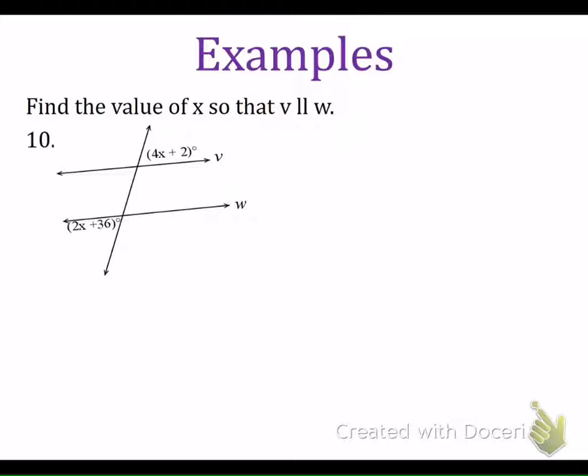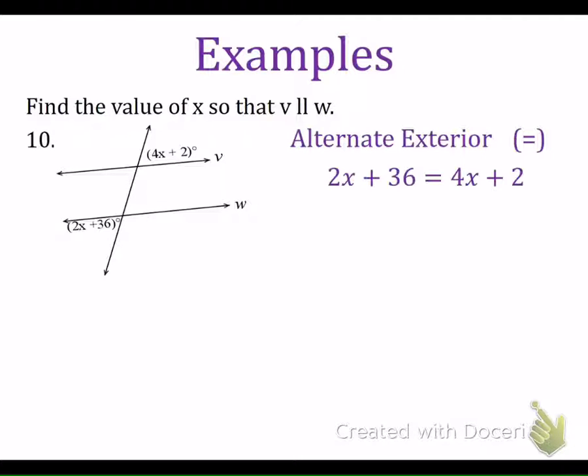Same question here. Find the value of x. We don't have to plug it back in and find the angles. We're just finding the value of x. If I want the lines to be parallel, what has to be true about these angles? They'd be equal to each other. These are alternate exterior angles. For the lines to be parallel, the alternate exterior angles have to be equal. So I'm going to put those equal to each other and solve for x.